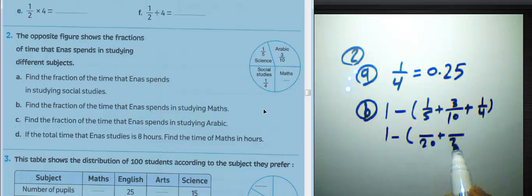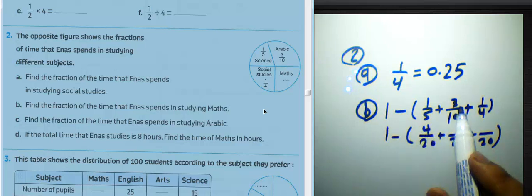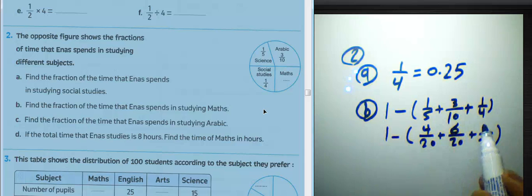It will be 20. Write 20 here in the numerator. 20 divided by 5 equals 4. 1 times 4 equals 4. 20 divided by 10 equals 2. 2 times 3 equals 6. 20 divided by 4 equals 5. 1 times 5 equals 5.